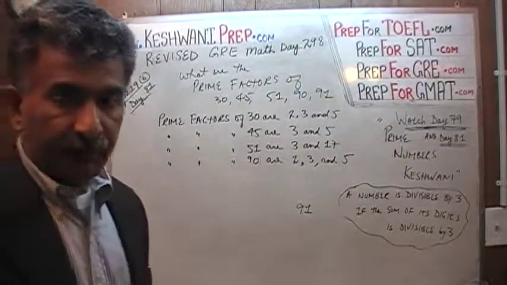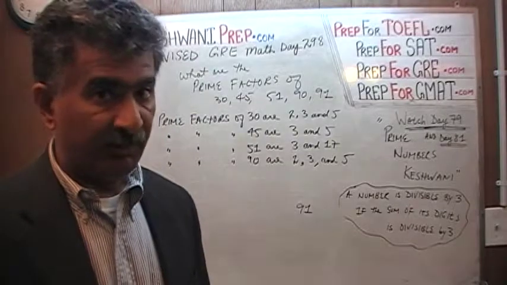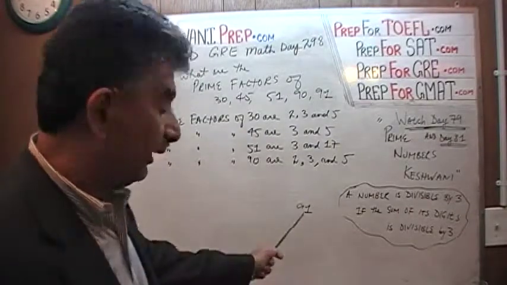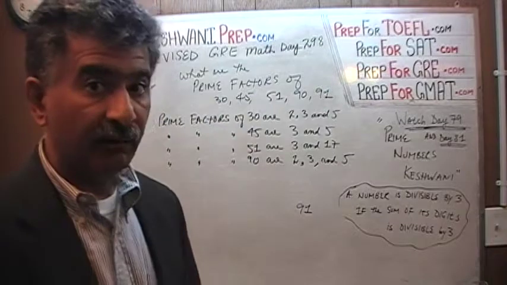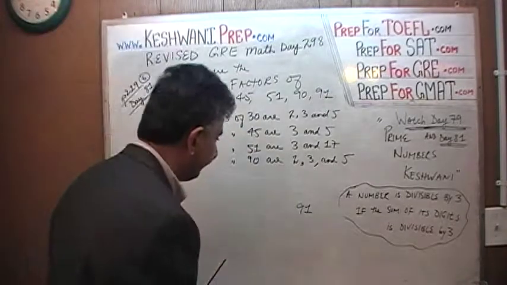What about 91? The sum of the digits is 10, which tells us that it cannot be divided by 3. It cannot be divided by 5, obviously, because it doesn't end in a 5 or a 0. Let's try dividing by 7.